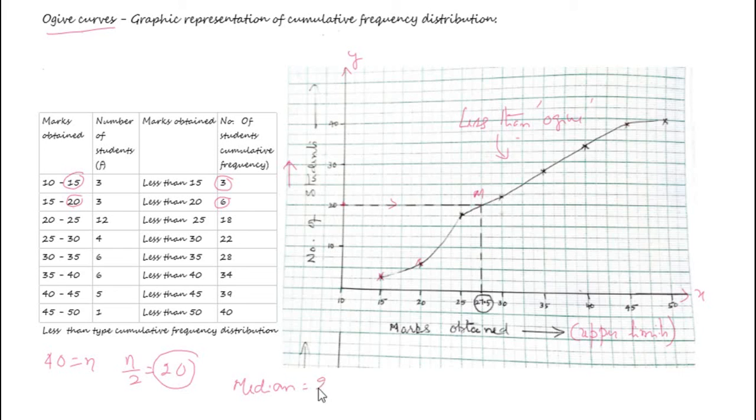Median is 27.5. This is the same as what we calculated, and we got it here through the less than type ogive curve. We can find out the median from the less than type ogive curve. Similarly, we can plot the more than type ogive curve and find out the median, and we can also use both these curves to find out the median. Let us see how it is.